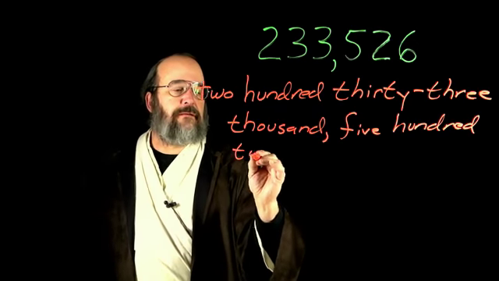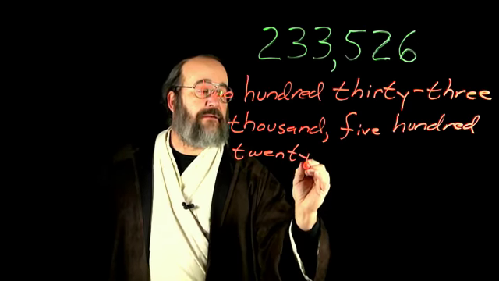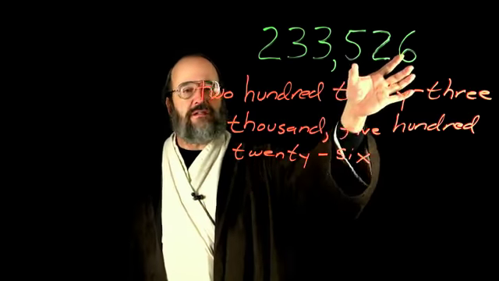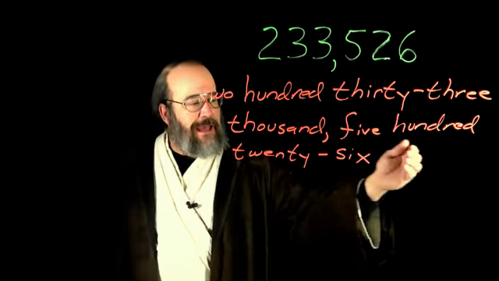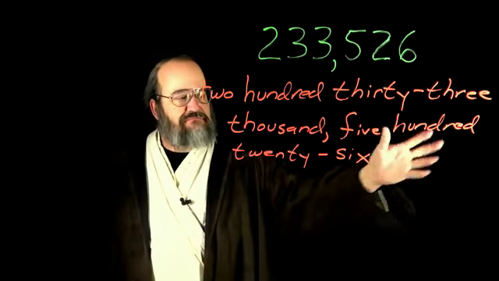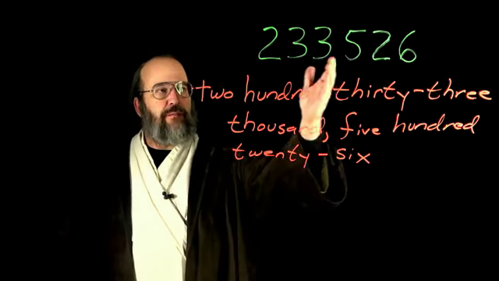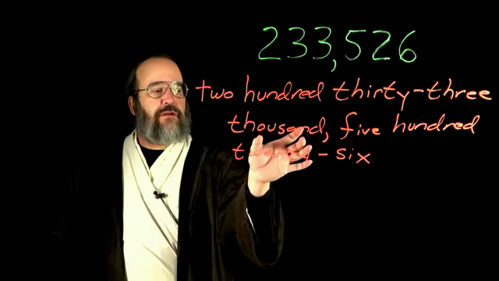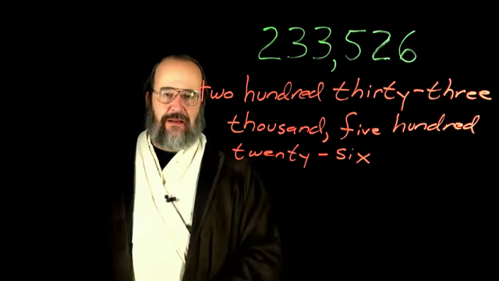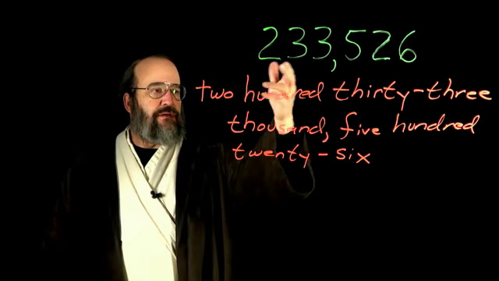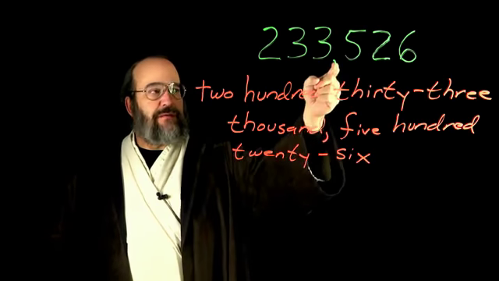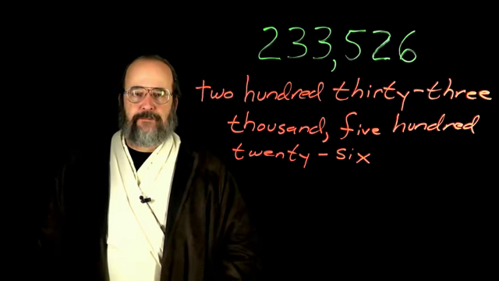520-6. Now, this is the ones period, but typically we don't at the end say 526 ones. You don't need to put the ones on that. All the other periods going to the left, we need to put in what the period is, thousand, million, billion, but the ones we just drop. So 233,526, comma goes just like the same as what is in the number.